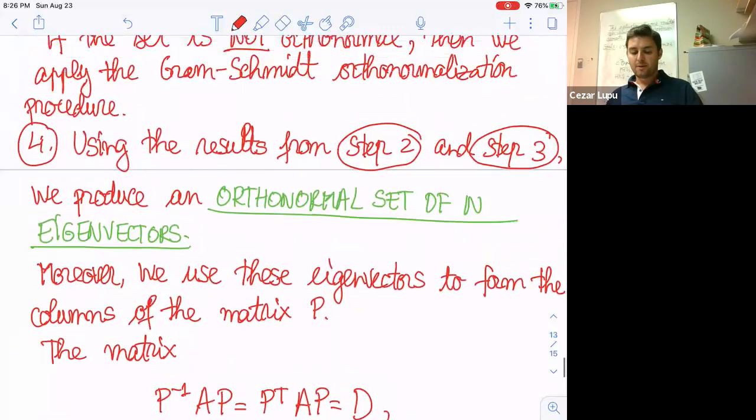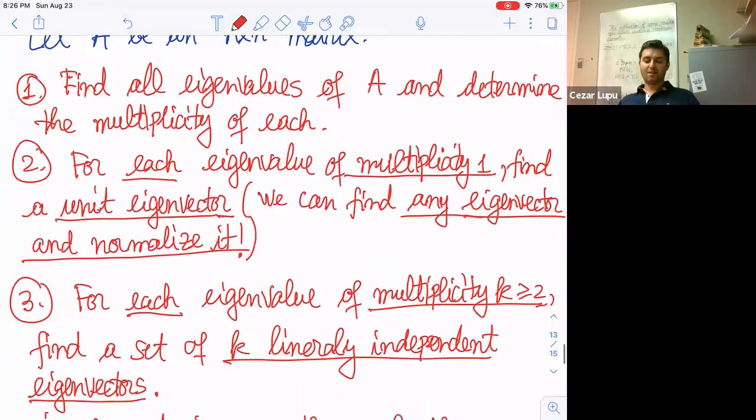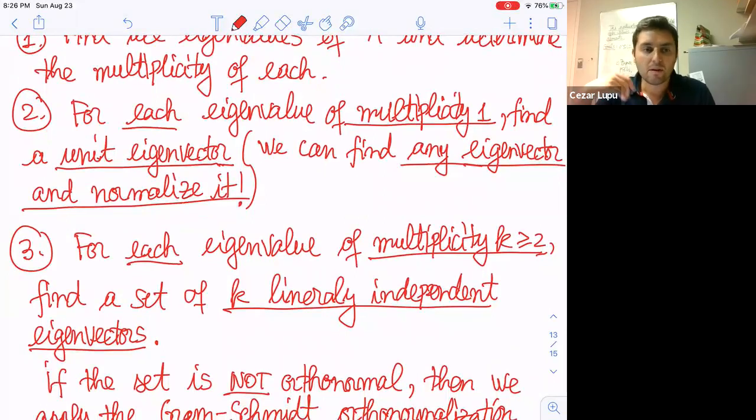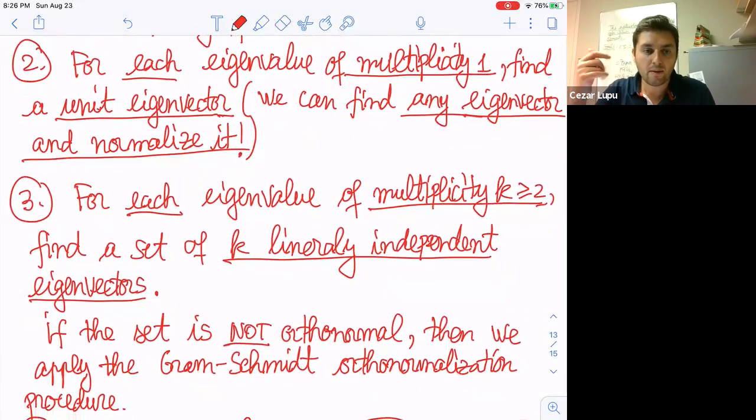Okay. Well, these are the 4 steps. It's pretty long, but it's quite clear what to do. Basically, we need to find the eigenvalues, see the multiplicity of each eigenvalue, and find their eigenvectors. If it's a unit eigenvector, then it's great. If not, we can normalize it. We know how to normalize a vector. We divide by its length. And then for each eigenvalue of multiplicity greater than 1, we find a set of k linearly independent eigenvectors, right? And if the set is not orthonormal, then we apply Gram-Schmidt to orthonormalize it.